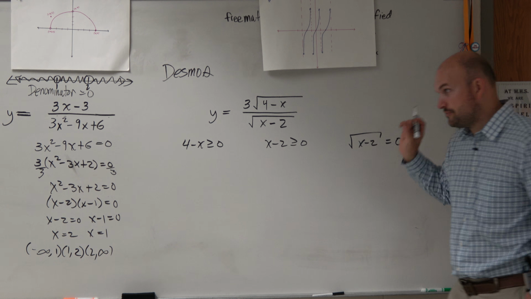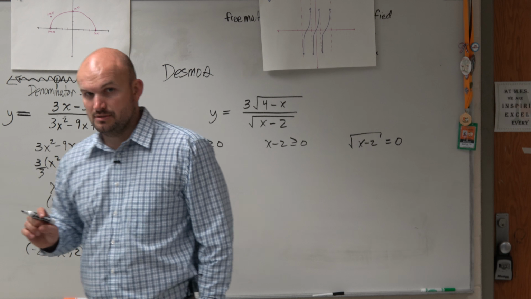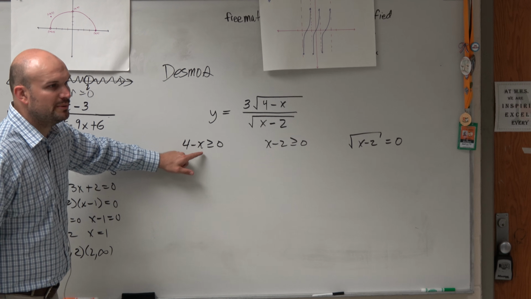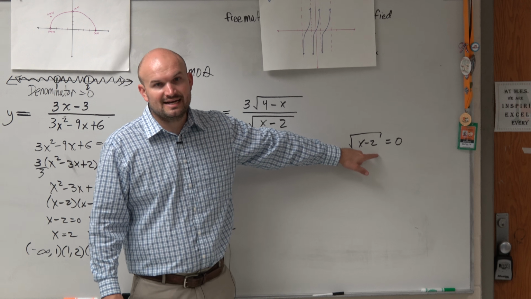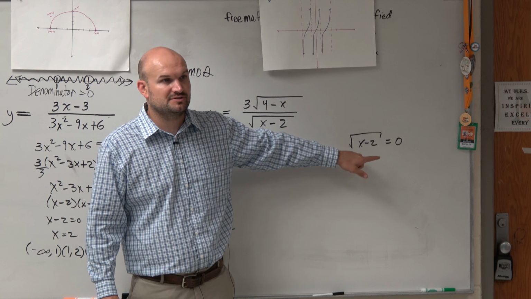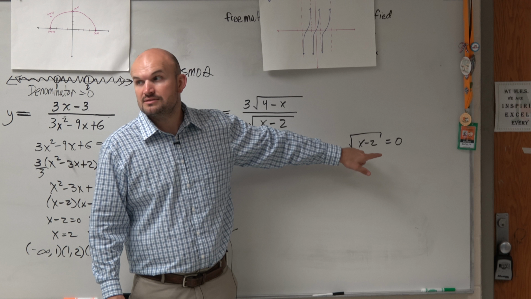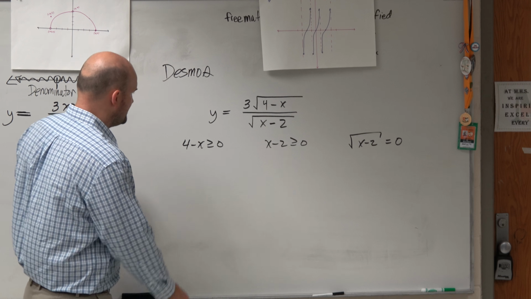Would you guys agree? These are my three restrictions. Yes? The radical in the numerator has to be greater than or equal to 0. The radical in the denominator has to be greater than or equal to 0. And whatever number makes the denominator equal 0, that's not in the domain. Right? OK, so let's do this one.